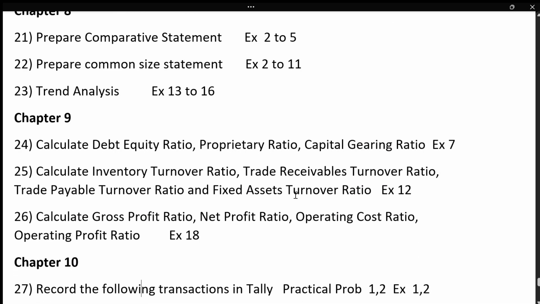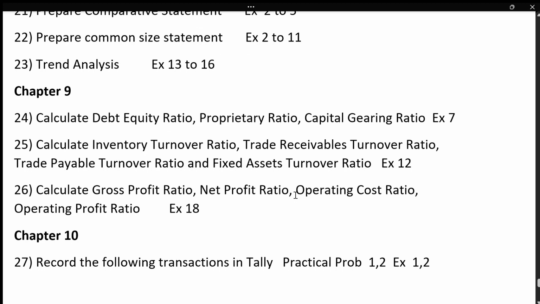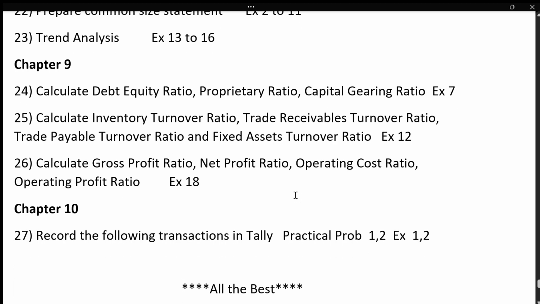Next, chapter 9, 3 ratios or 4 ratios will be asked to calculate. And chapter 10, recently in a revision exam you got the journal entries: how you will record the transaction in Tally. You have to pass the journal entry and you have to tell what type of voucher will be used and what group it belongs to. It is given in the textbook, so those problems you can go through and be thorough in those sums also.